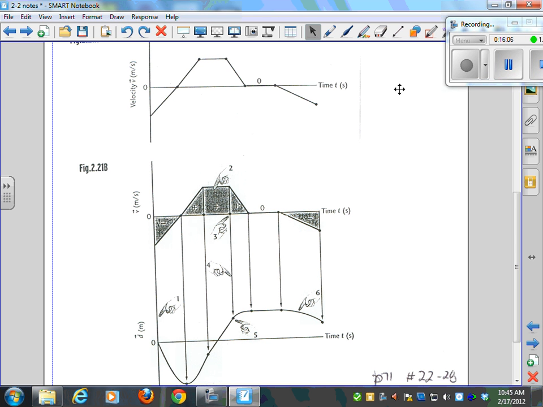Pay very close attention. Here's our VT graph. We're going to break it into sections. I'm going to go from there to there, from there to there, from there to there, from there to there, and there to there, and there to there. Right? We're going to break it into sections. Okay, so now what does the flowchart say to do?